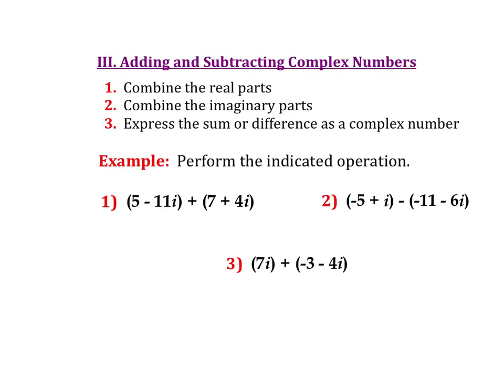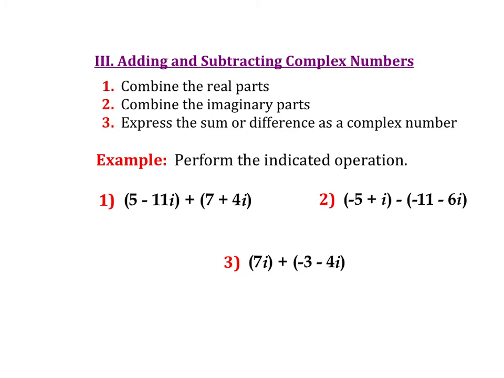All right, adding and subtracting complex numbers. This is nothing more than combining like terms. Tell yourself that i is just a variable. When we're adding like terms, 5 plus 7 would go together, and then negative 11i and a positive 4i would go together. If I added those together, I'd get 12 minus 7i. That's all you've got to do. Make sure the real component goes first, and the imaginary component goes after. All we're doing when adding or subtracting is combining our like terms.